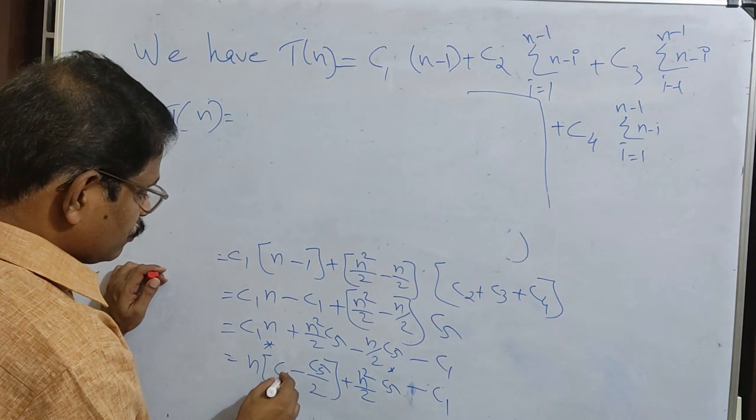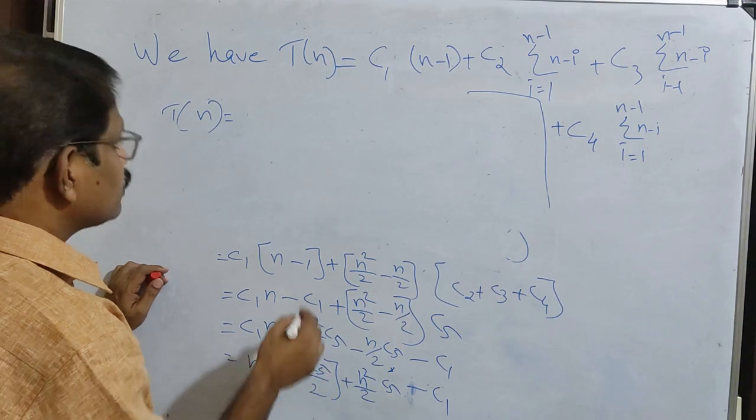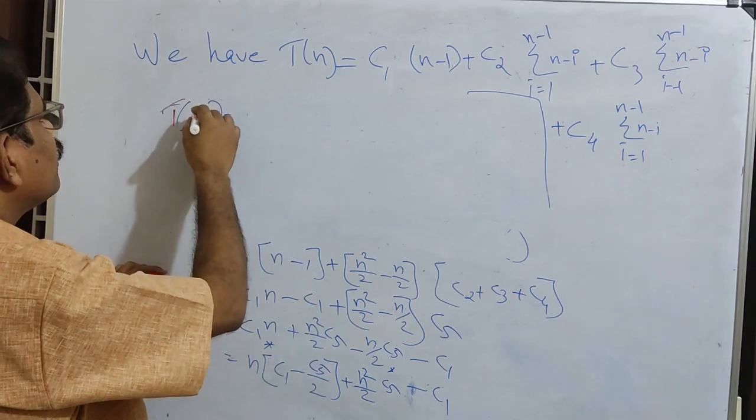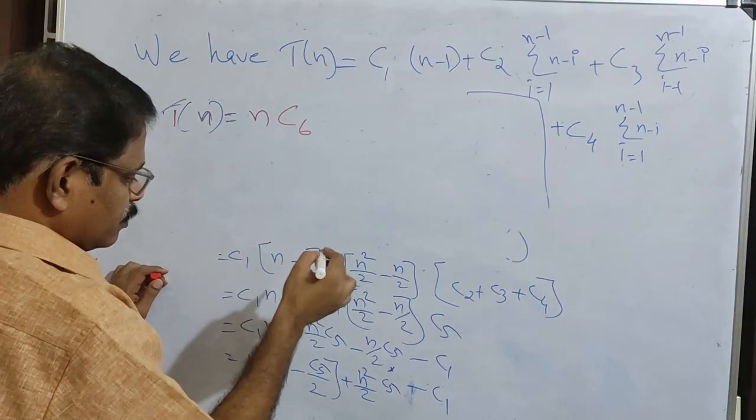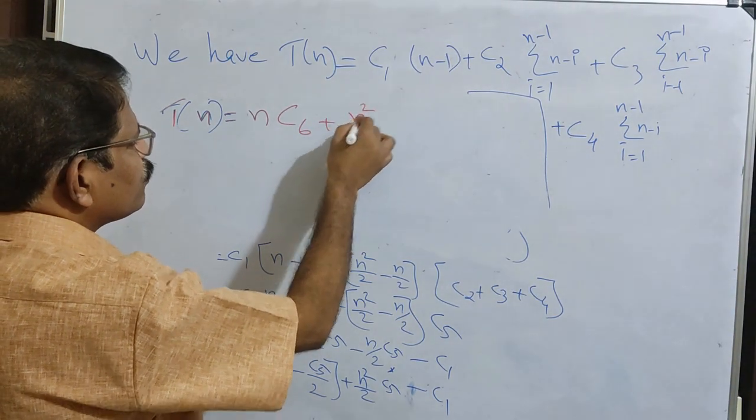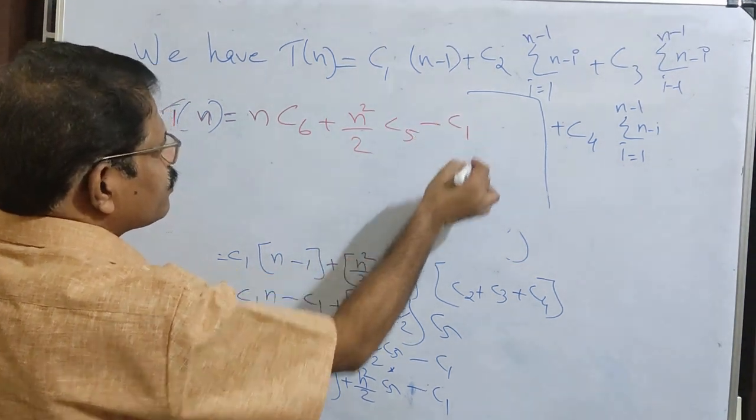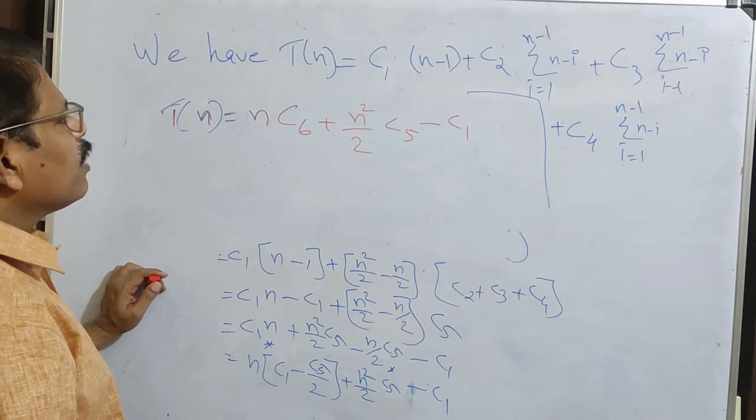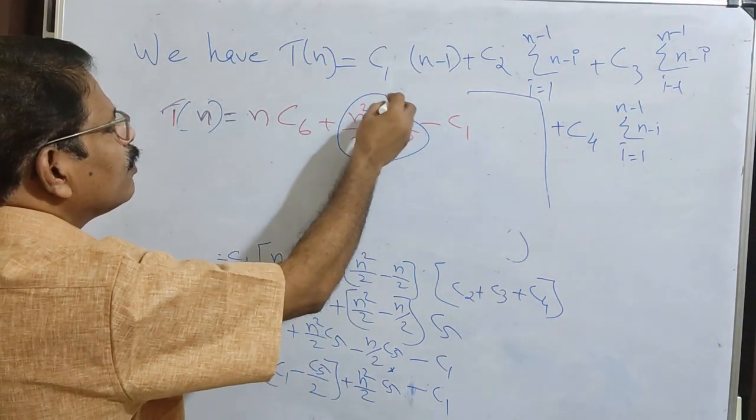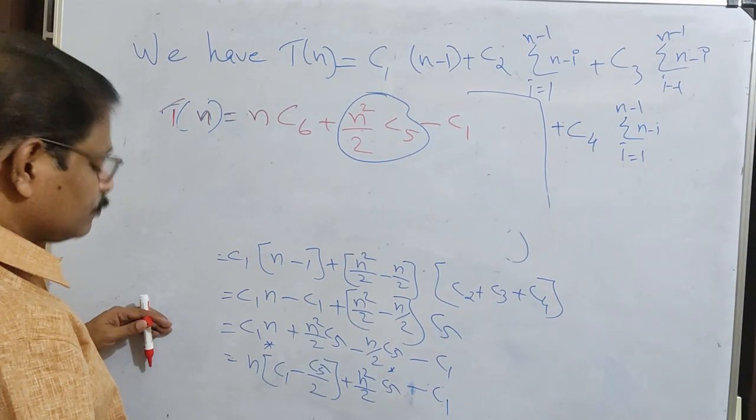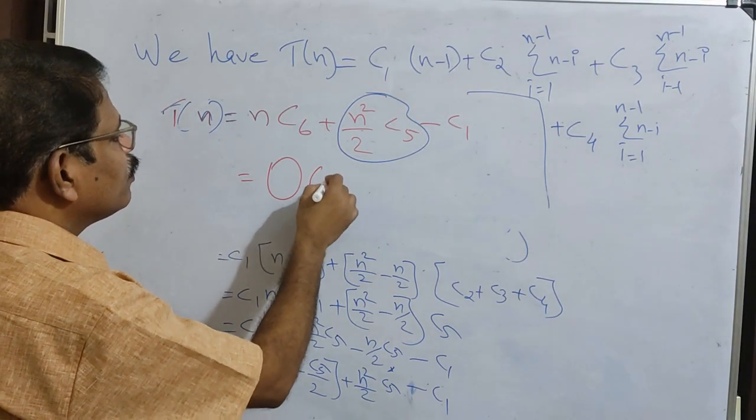C5 is a constant, C1 is a constant, C5 by 2 is another constant, so it will be C1 minus some constant. We can write our T(n) equal to n into C6 plus n square by 2 C5 minus C1, and this term will be the dominating term. So the complexity will be big O of n square.